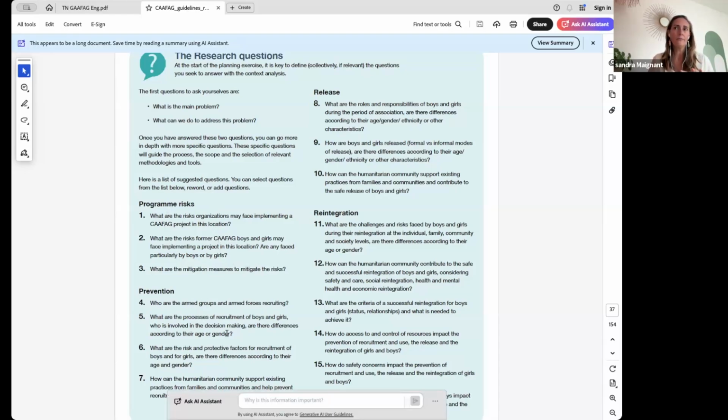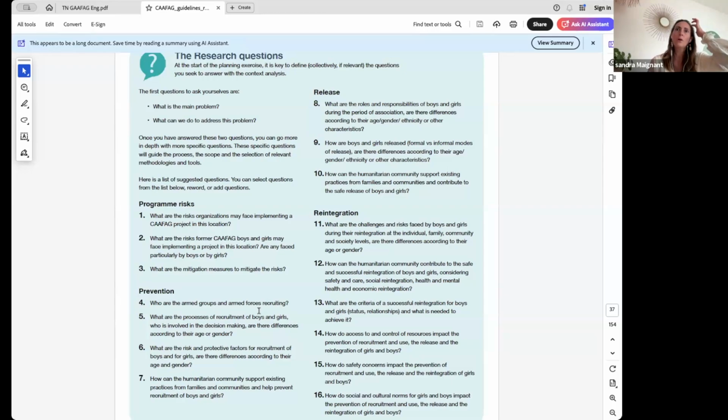Then you have questions about prevention. What are the armed groups recruiting? Usually that question, we can leave aside. It's sometimes too sensitive to even ask, and it's not that important, actually. Then you have questions about the processes of recruitment, so you really understand how children are recruited. Are there any intermediaries? Are there people putting pressure on the children or the family so that they are recruited? Are they kidnapped? Is there any coercion or threats for them to be recruited?